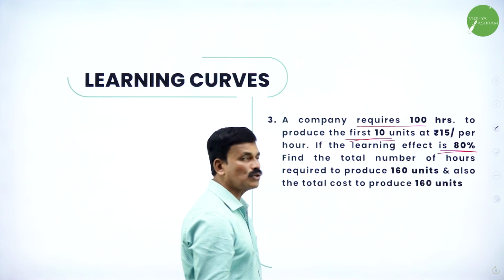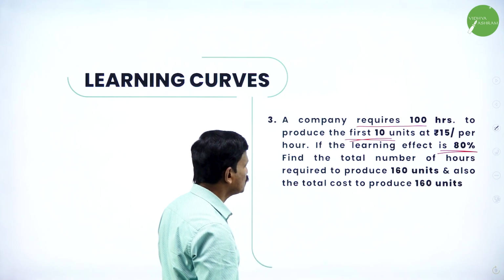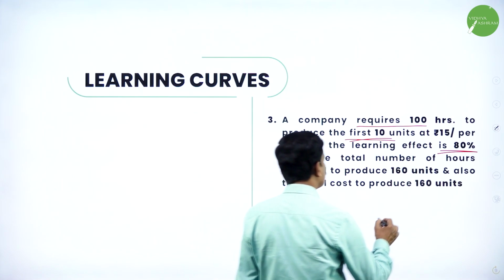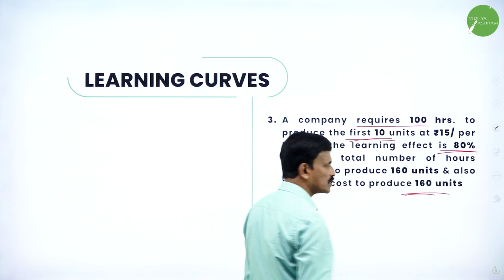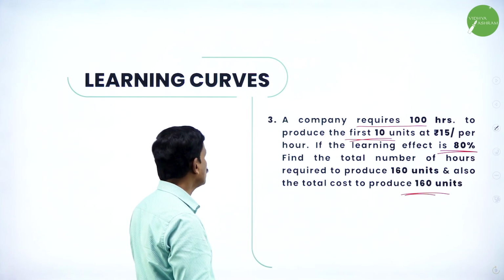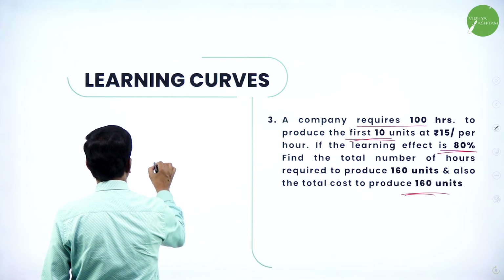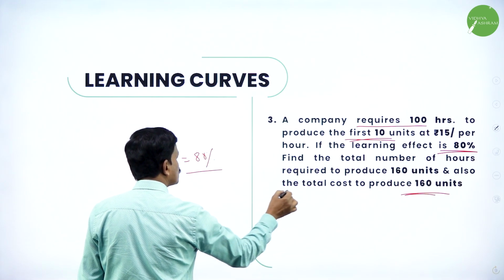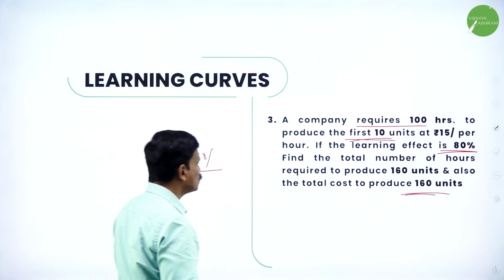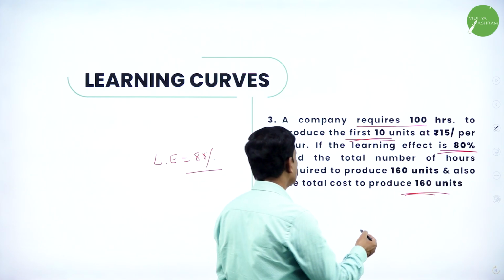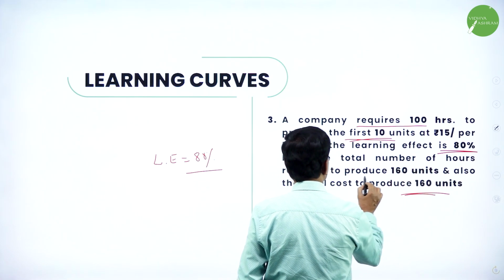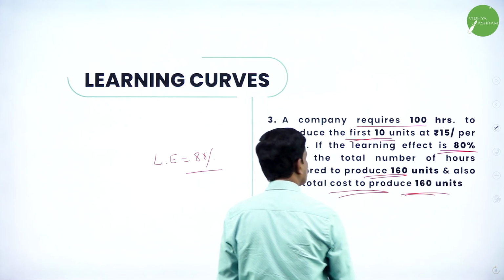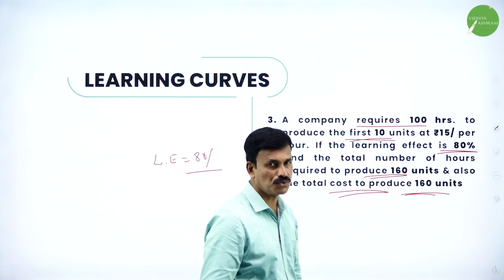80%. Find the total number of hours required to produce 160 units and also the total cost to produce 160 units. Very simple, as that of the previous problem. So, what is the learning effect here? The learning curve effect is 80%. And what is to be found? The total number of hours required to produce 160 units and also the total cost to produce 160 units. Right.